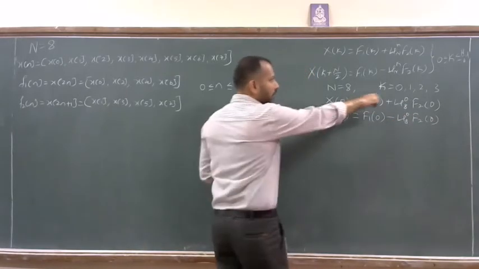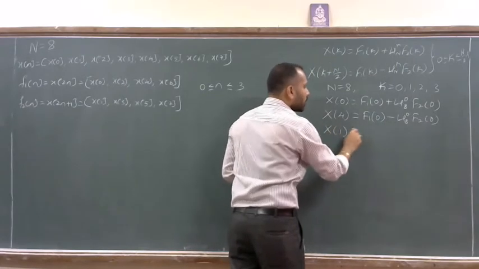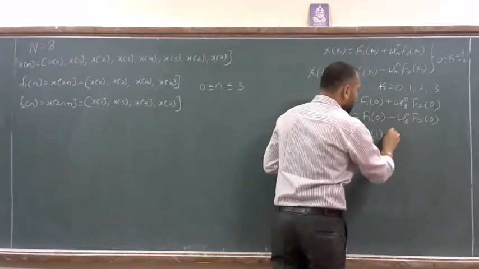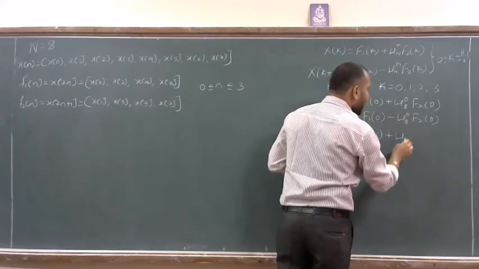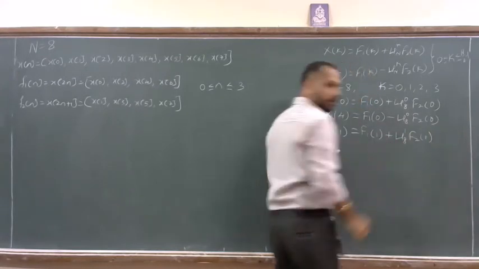And likewise, if you substitute k equals 1 in the first equation, you will get x of 1. X of 1 will be equal to F1 of 1 plus W8 1 multiplied by F2 of 1.